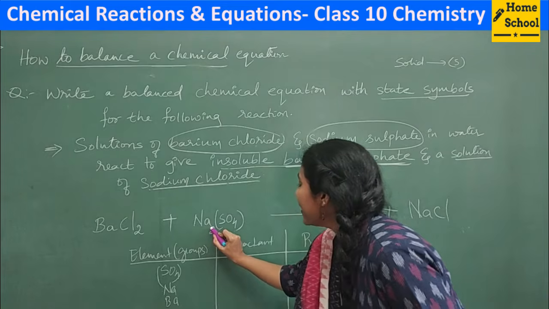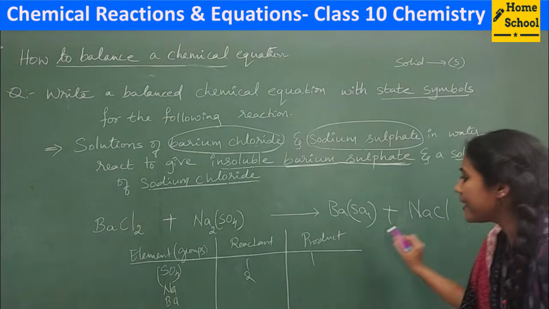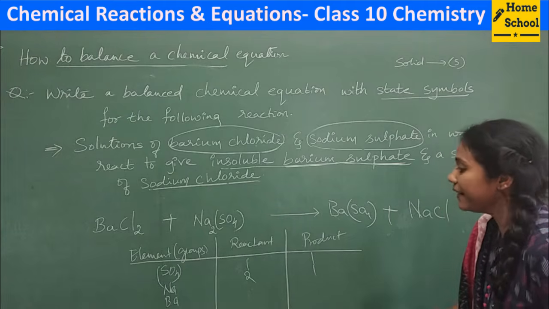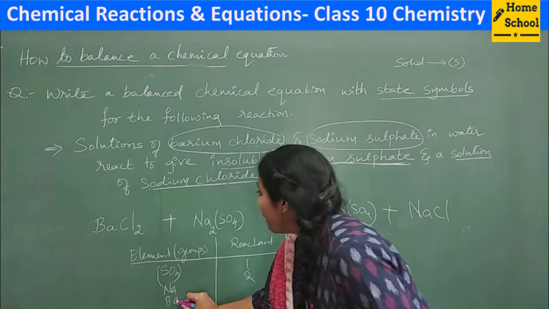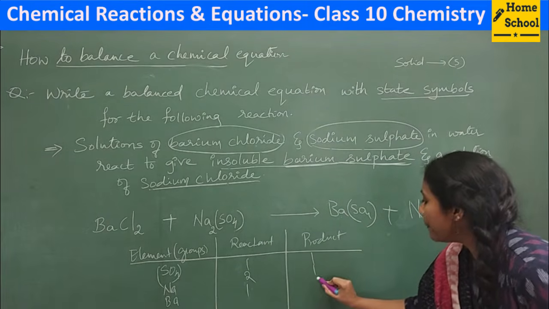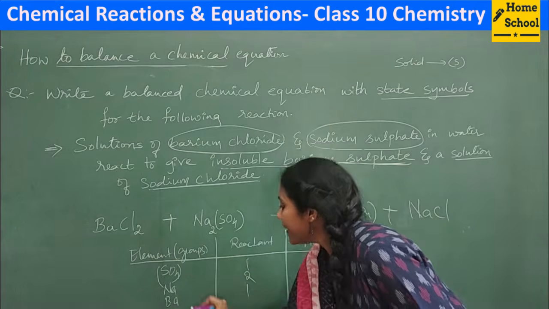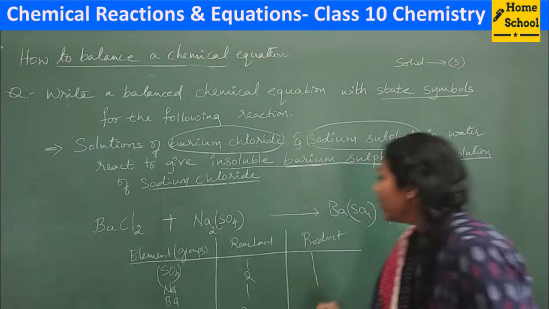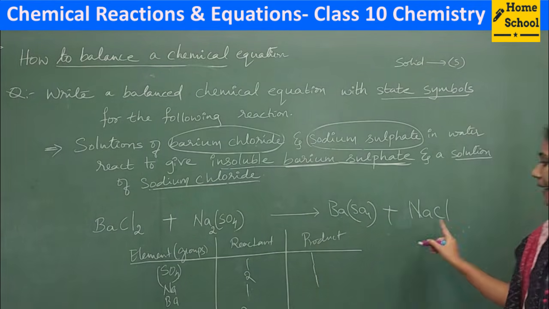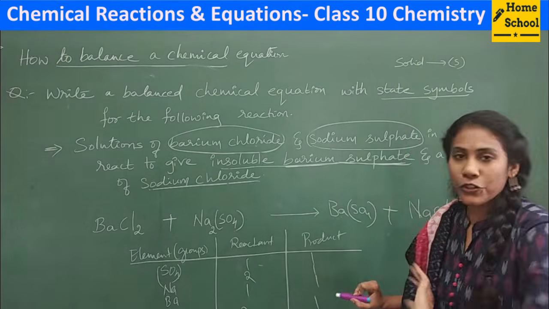Sodium, how many are there on the reactant side? 2. How many on the product side? 1. Right? Needs to be balanced. Barium, how many on the reactant side? 1. On the product side? 1. Chlorine, how many on the reactant side? 2. On the product side? Only 1. So here sulfate is already balanced, don't touch.